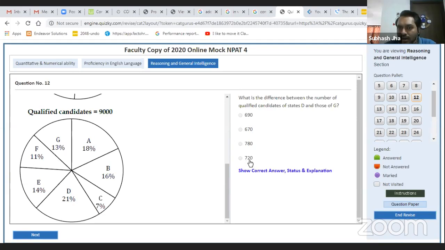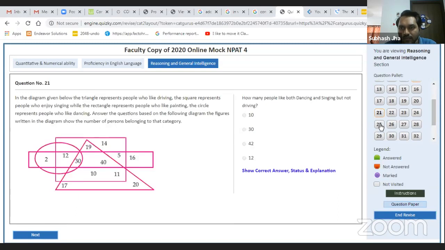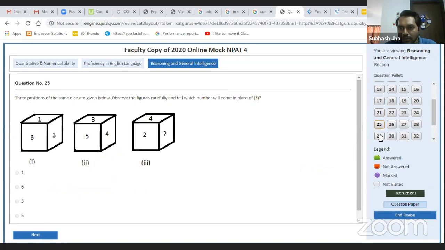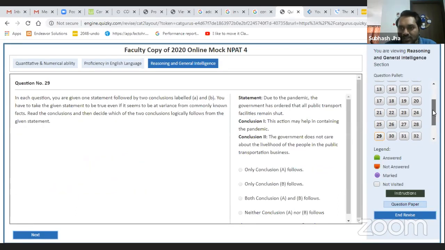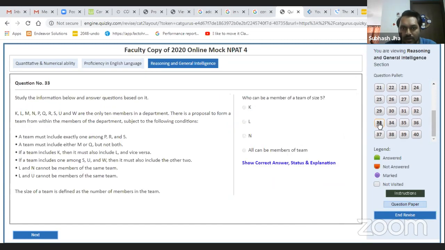So if you have understood, DI sets will be there. One DI set might be difficult and lengthy, but there will be another DI set which will be easy to solve and will take less time as compared to the other. That is something you need to understand. Similarly, if I talk about puzzles, whenever you solve puzzles, make sure you do not spend a lot of time on questions related to puzzles.